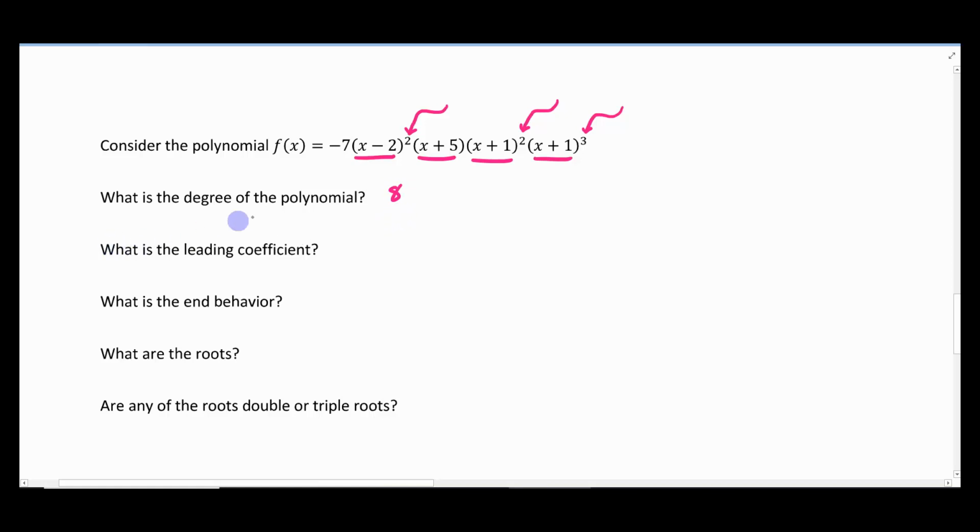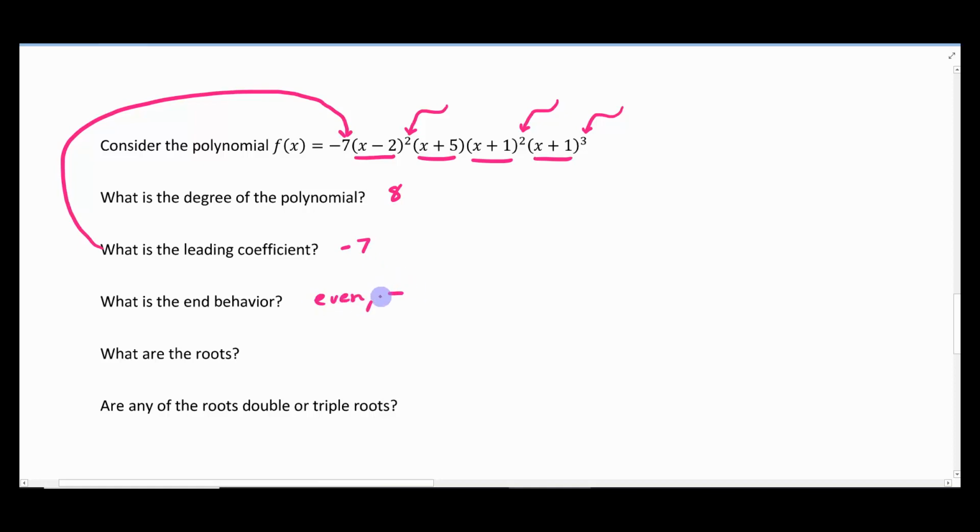Okay, leading coefficient. When we look for the leading coefficient in its factored form, we look in front of all of the parentheses here. That's where we can find the leading coefficient, so that is -7. So now they want to know the end behavior. No problem, so we look at the degree. It is even, and the leading coefficient is negative, so we have an even negative.